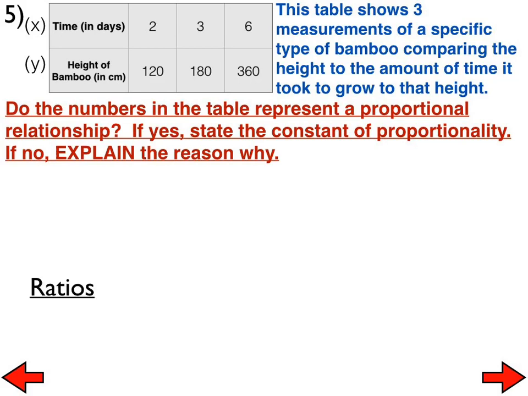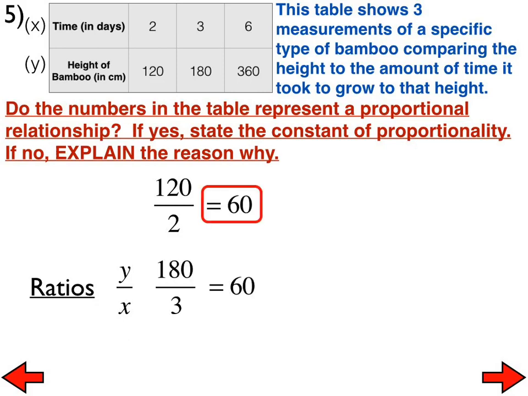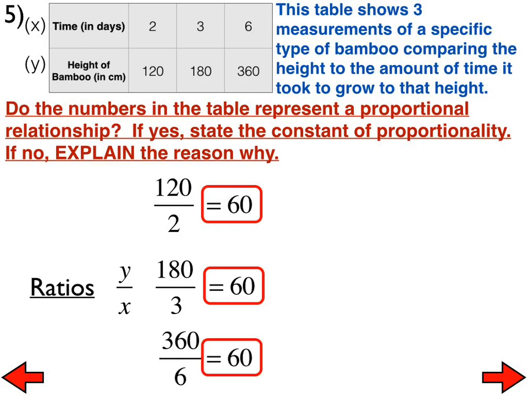All right, so let's check all of our ratios. Y over x. We've got 120 over 2. That simplifies to 60. 180 over 3. That simplifies to 60. 360 over 6. That simplifies to 60. This is one of the main reasons why you need to make sure you are using y over x and not x over y. Because if you don't, you're not going to get the constant of proportionality. Okay? All the ratios are equivalent.